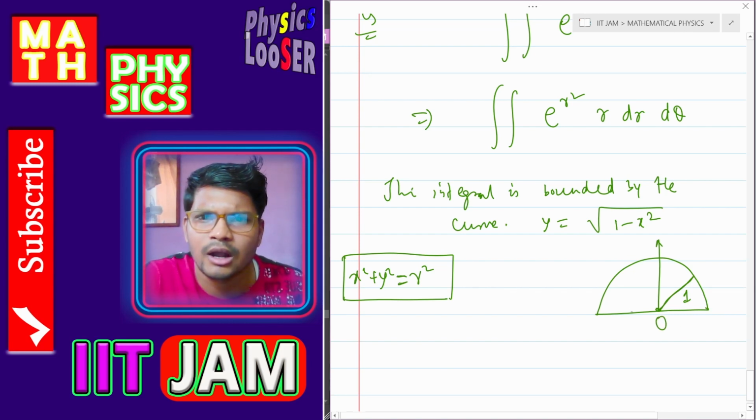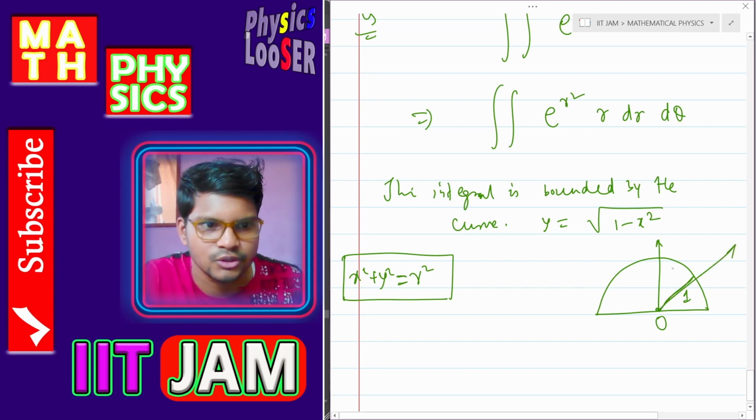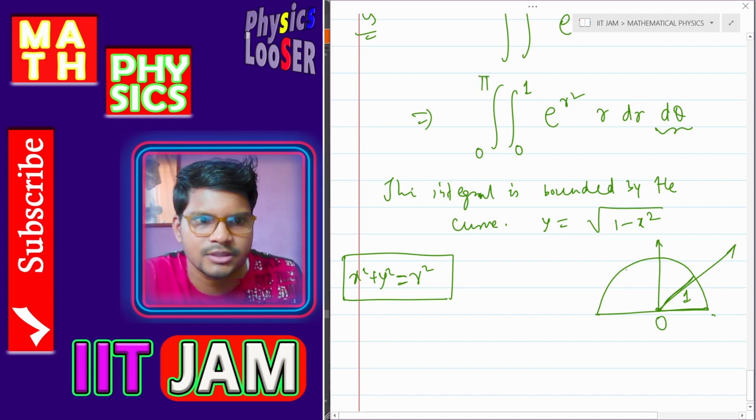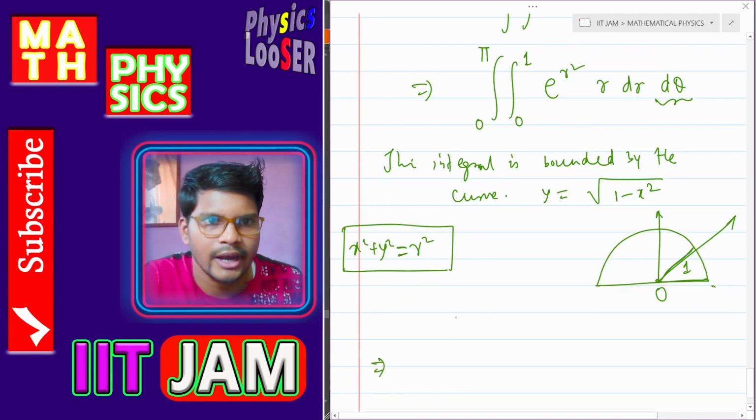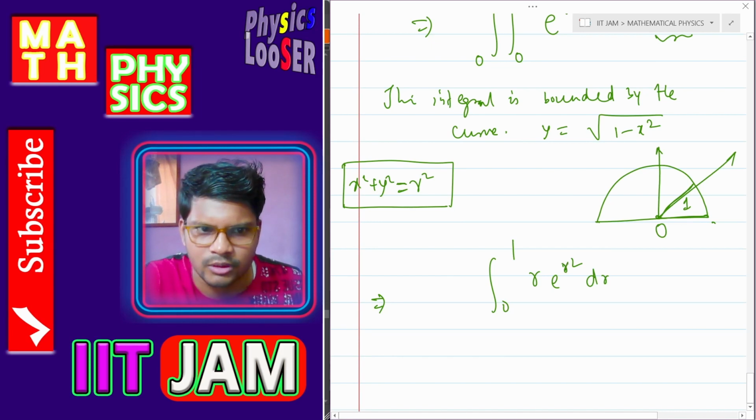Now how can we find the limits? In order to find the limits, the radius is going from 0 to 1, because just plot a line from 0 to 1. What about theta? Theta will go from 0 to pi. So it is very interesting, not a very hectic process. How can we find the integral? Let us say r e to the power r square dr. First I'm going to solve this one.